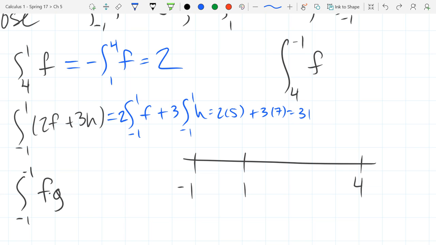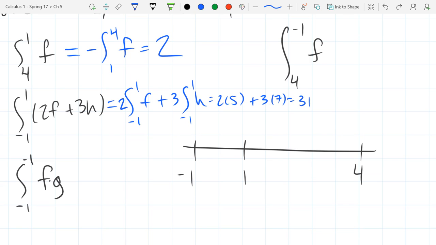All right, f times g. I didn't even write anything about the g function, except it doesn't matter what function g is. Why is this 0? You don't have a g function. Not because I don't have a g function.